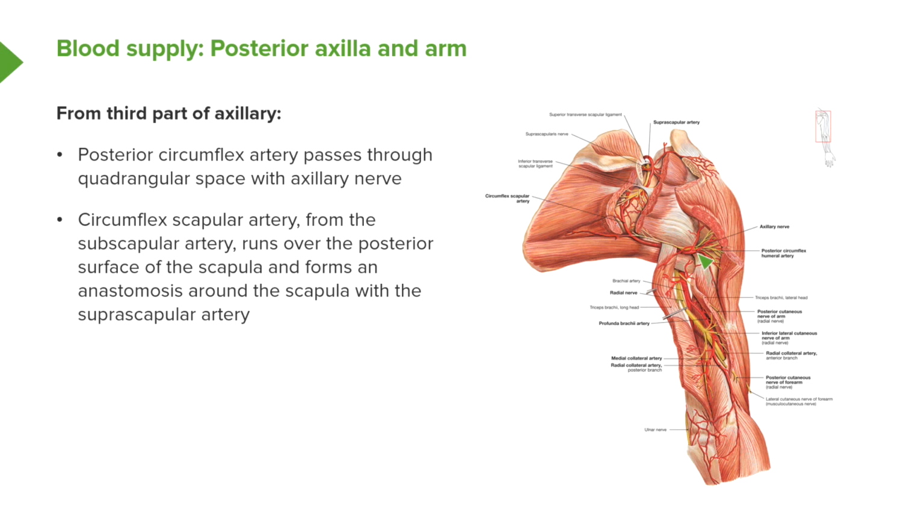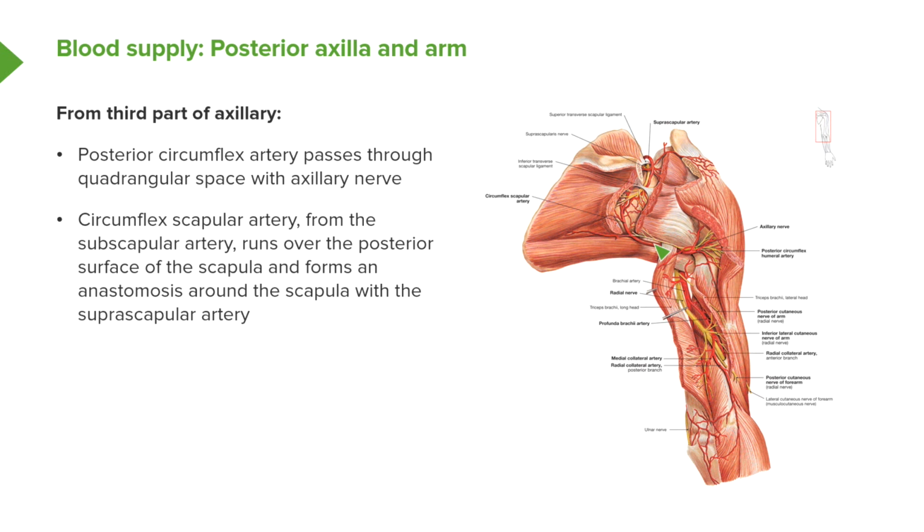Remember the boundaries of the quadrangular space. Laterally, we have the surgical neck of the humerus. Medially, we have the long head of triceps. Superiorly, we have teres minor, and inferiorly, we have teres major. We have it passing out in this direction, passing towards the deltoid muscle. So we've got the posterior circumflex artery passing out alongside the axillary nerve within the quadrangular space.